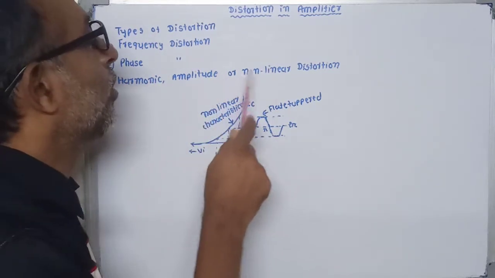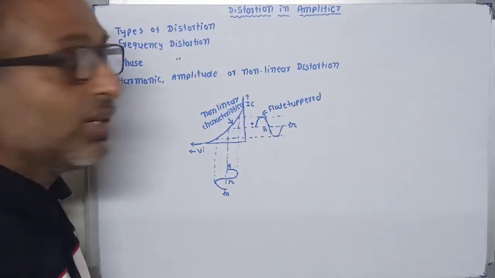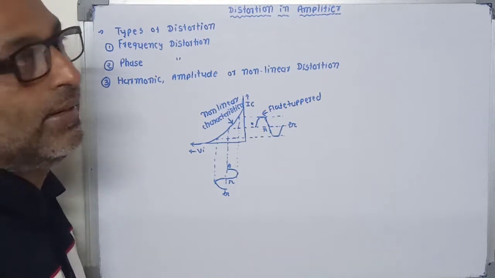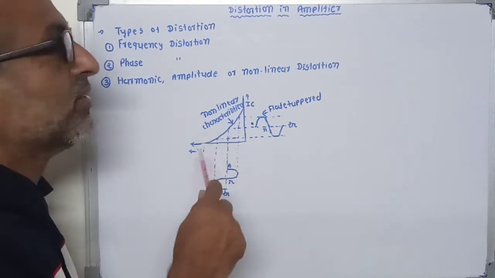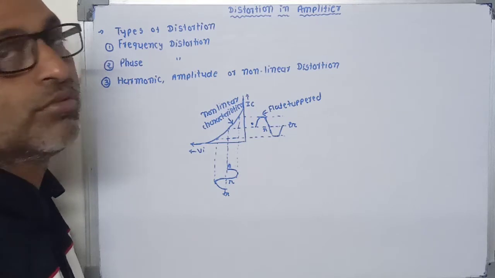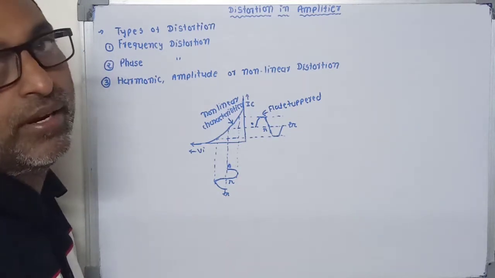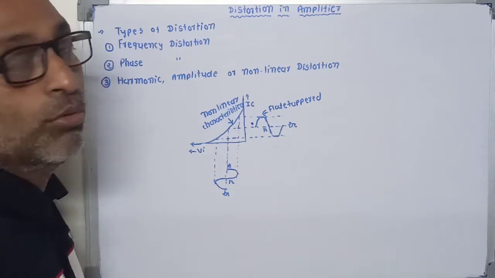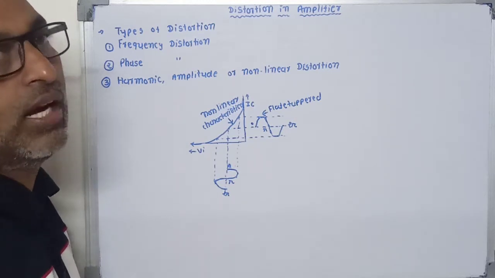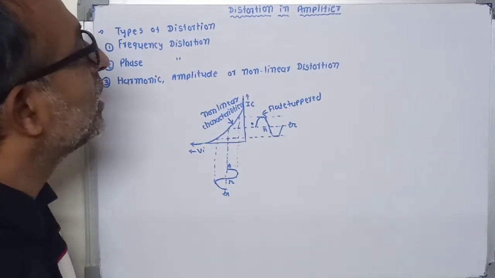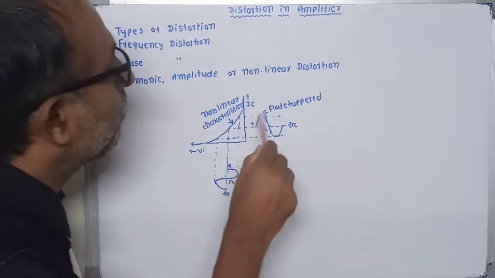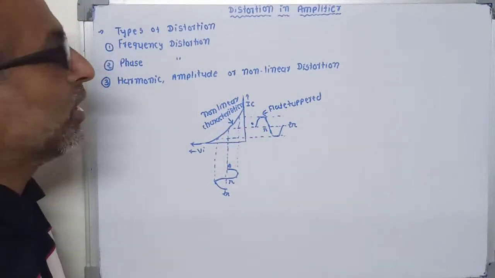Third, harmonic, amplitude, or nonlinear distortion. The characteristics of the active devices used in the amplifier should be linear. If the characteristics are linear, then the output signal waveform is exactly similar to the wave shape of the input signal in the amplifier. That means no distortion occurs in the output signal. But if the characteristics are not linear, then the output signal will not be purely sinusoidal, and its peak portion becomes flat.